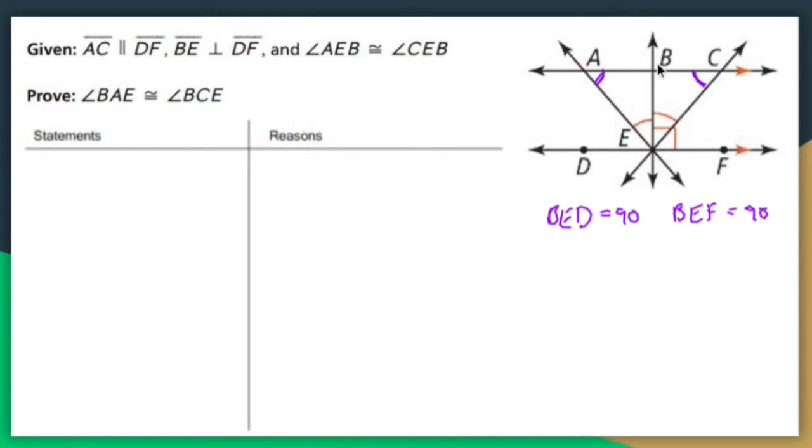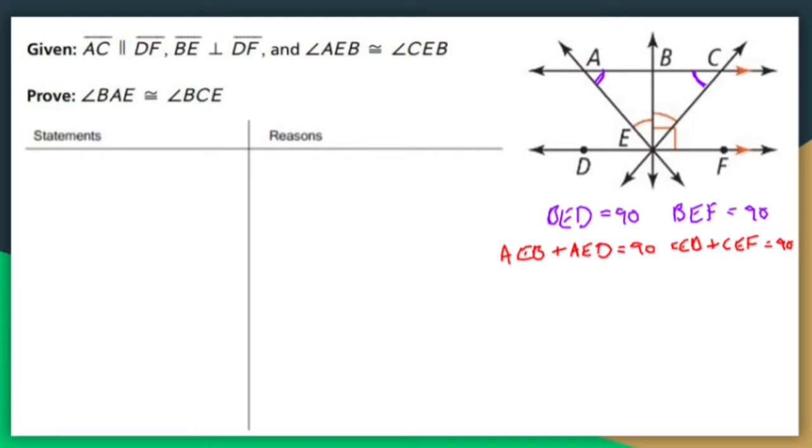I know that BED is BEA. Actually, they want me to do AEB. I hate it when they put it out of order. BED is these two angles added together, so AEB plus AED is 90. Also, BEF consists of BEC, but they want me to write it as CEB. So CEB plus CEF is 90. Angle addition postulate.